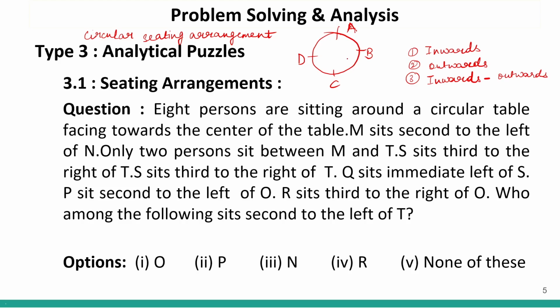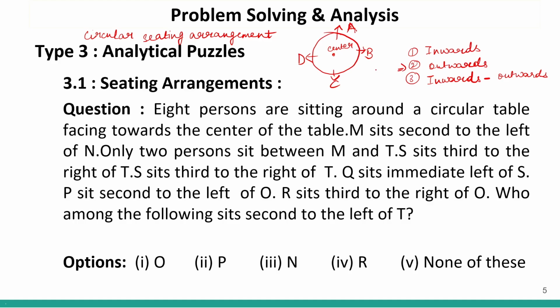So what do you mean by this? Inward means that A is facing this side, B is also facing this side, C is also facing this side, and D is also facing this side. This is what you mean by inward facing. Similarly, outward facing means that A is facing this side, B is facing this side, C is facing this side. Similarly, D is also facing outwards. This is the center. They're not facing the center, but they are facing away from the center towards the outer side.